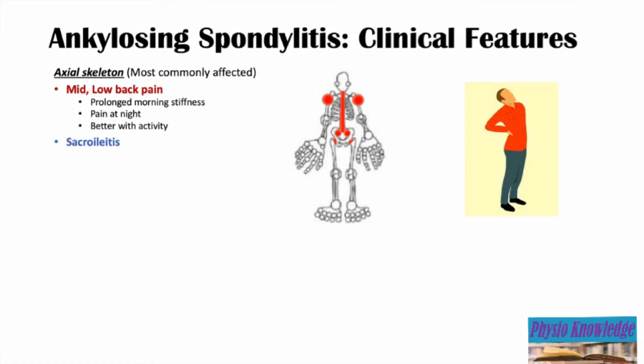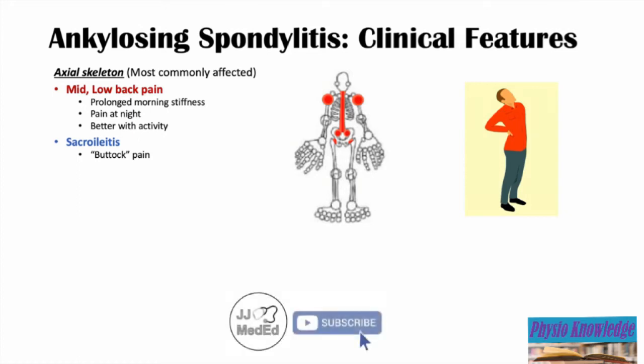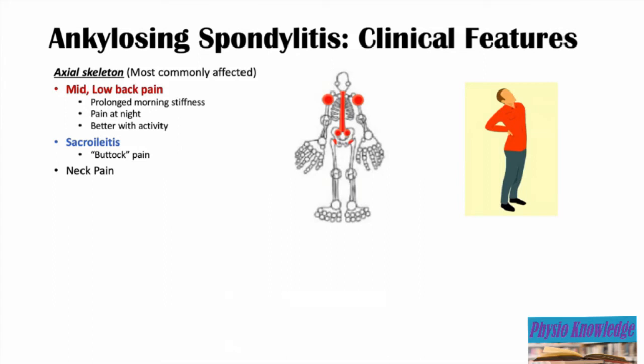We may also see sacroiliitis, so pain or inflammation of the sacroiliac joint. This presents as buttock pain, so pain in the bum. And that pain can alternate. It can go from one side to the other, or it can be present in both sides. We can also see neck pain. So this affects the entire spine, including the neck, and actually the neck pain can be one of the first presenting features of this condition.